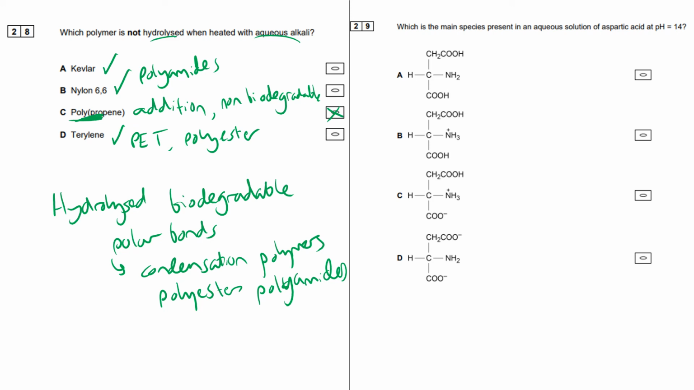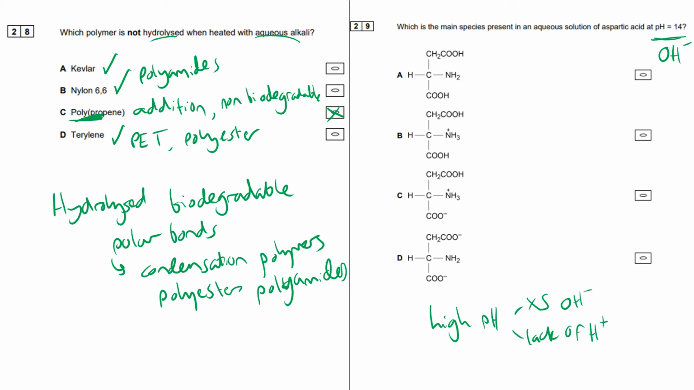Question 29. Which is the main species present in an aqueous solution of aspartic acid at pH 14? So it's an alkaline environment. This is almost identical to a question in the 2018 paper 3, but the structure of the amino acid is arranged differently. So if you've got a high pH with amino acids, you've got an excess of hydroxide ions, and a lack of H+, or an absence of hydrogen ions in the solution.